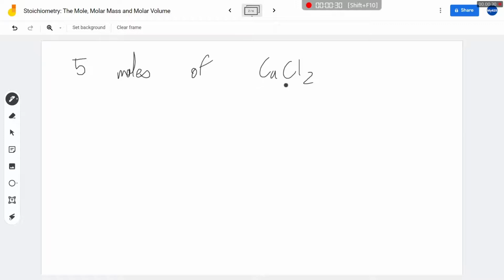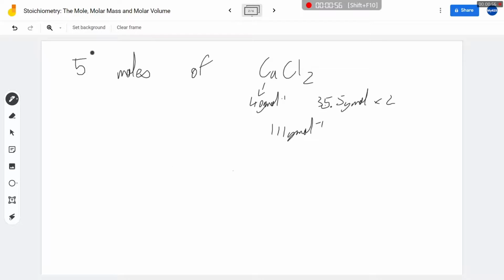So let's work out the relative molecular mass. Looking at our periodic table, we have Ca, calcium here, is 40 grams per mole. And Cl2 is 35.5 grams per mole, and we have 2 of those. So we add that all together, we get 111 grams per mole.